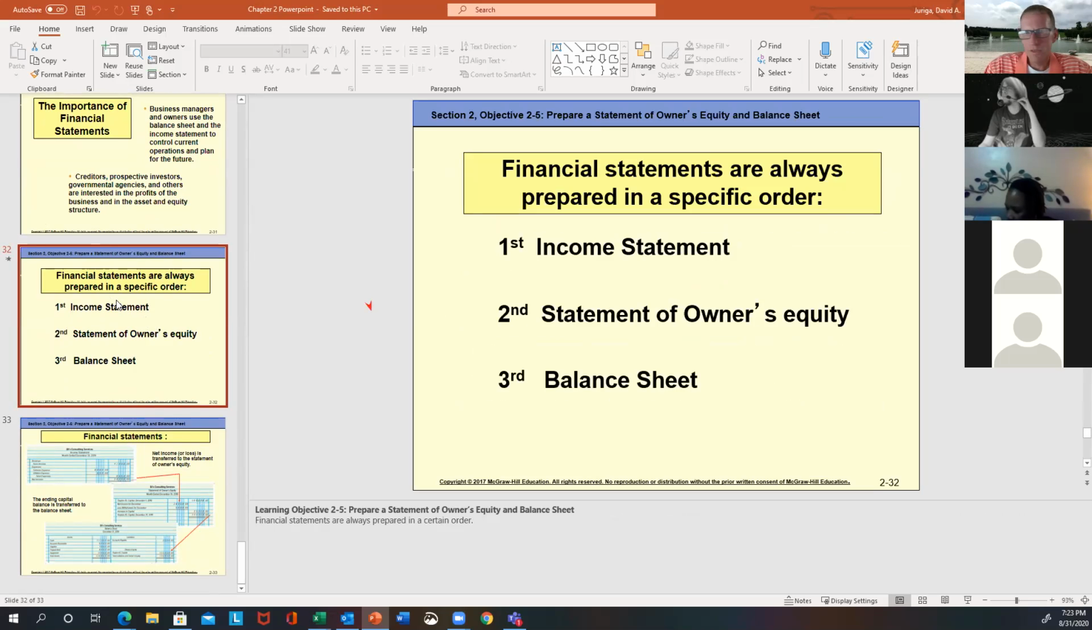And I just want to illustrate to start with that there's actually an order in which you have to prepare these financial statements. And I'll show you the relationship in a minute. But the order goes like this. You want to start with your income statement. That's the first. Then you go to the equity statement. And then you go to the balance sheet.